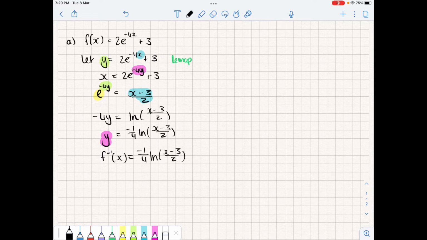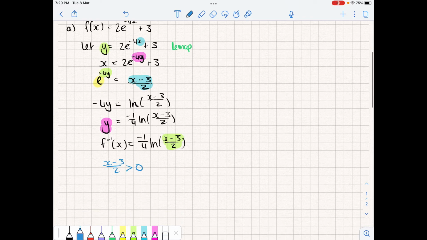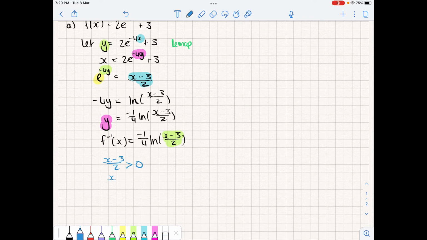Now, at this point, we would think we're done, but we're not actually. We need to remember that the thing inside the log needs to have a domain restriction. It has to be positive. So we can create a quick inequality: x minus 3 over 2 needs to be greater than 0 for the log to be defined. Solving this, we'll see that x has to be greater than, not 0, greater than 3. So we can state the domain: x must be greater than 3.